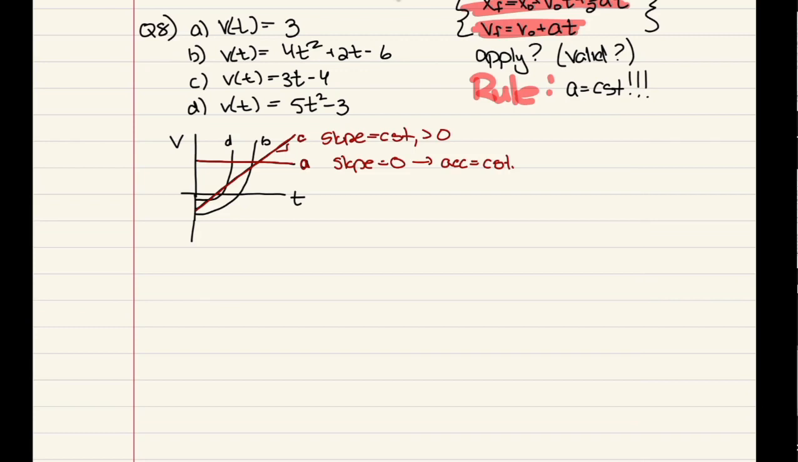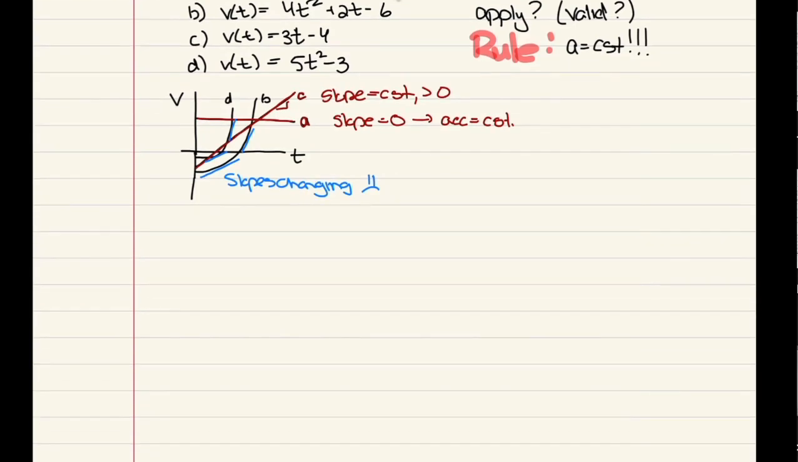For B and D, however, notice that the slope, if I were to look at, say, a tangent line, that tangent line is changing direction as you go forward in time. It starts shallow and becomes steeper and steeper as time goes on. So the slopes are changing. So if I wanted to use the kinematics equations, I would run into trouble with B and D. But for equations A and C, we're good to go, and those equations do apply.